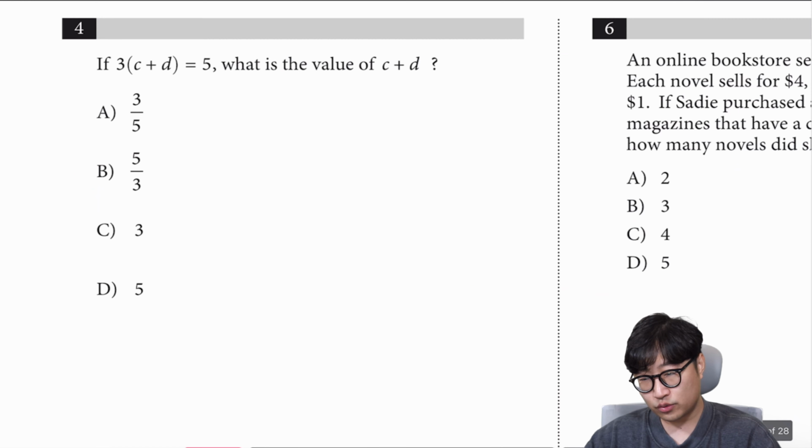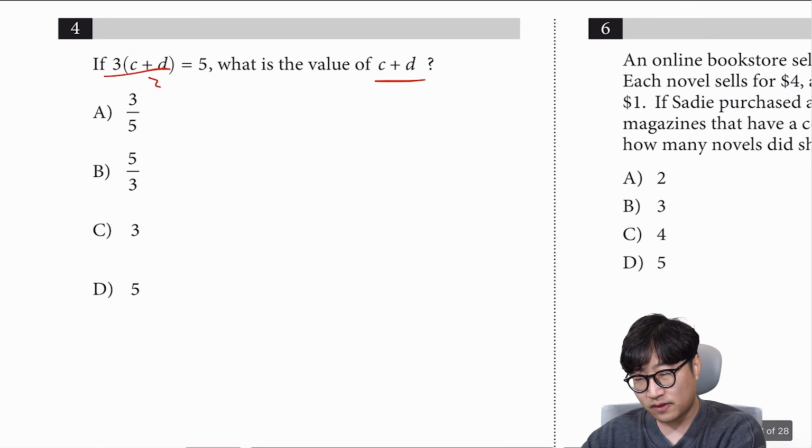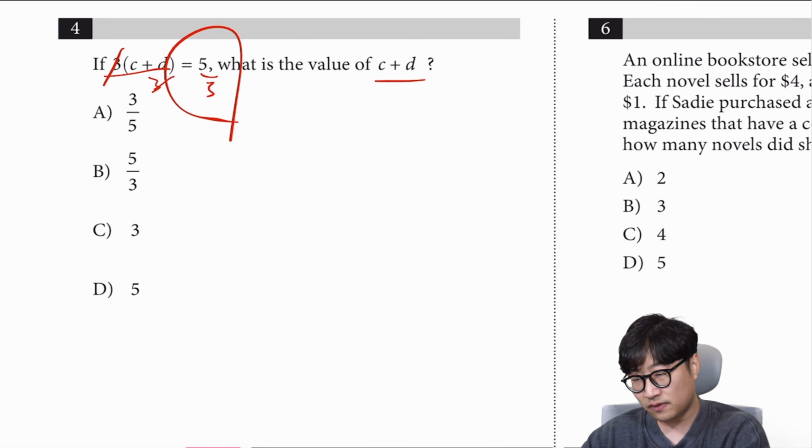Number 4, if that's true, what is C plus D? Just divide by 3 on both sides, and C plus D is just 5 over 3.